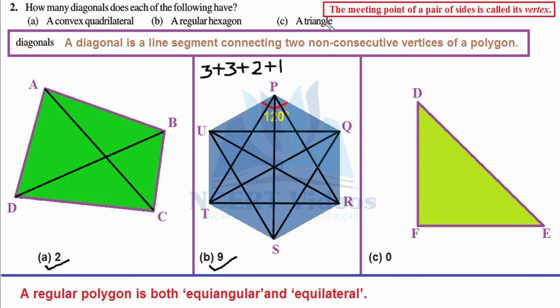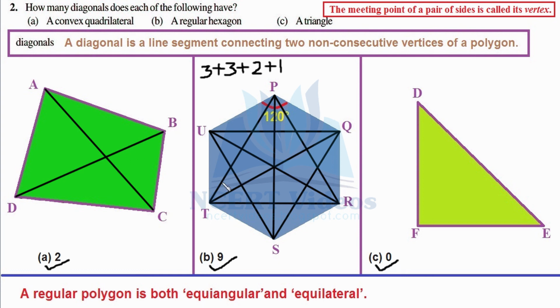Now the C part, that is a triangle. We constructed a triangle. Well, if you observe carefully, we cannot construct even a single diagonal. Because if we consider vertex T, then vertices F and E are consecutive to vertex T. Similarly, if we consider F, D and E are consecutive to it. And likewise, if you consider vertex E, vertices F and D are consecutive to it. That is, we cannot find any 2 non-consecutive vertices inside a triangle to construct our diagonal. Therefore, in a triangle, we cannot construct even a single diagonal. Therefore, answer for C equals 0 diagonals.